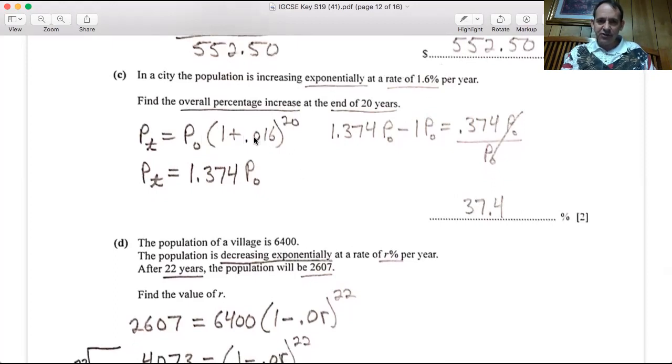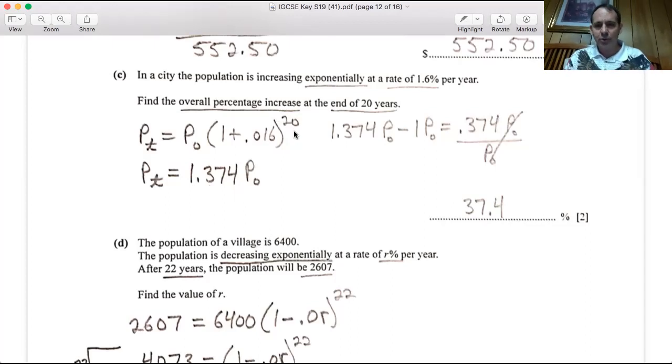So again, change your rate to a decimal, or if you're used to using the fraction over 100, you can do that, but I like 0.016. Plug this into your calculator, 1 plus 0.016 raised to the 20th power, and you get 1.374. Notice we have two unknowns, which might make you a little nervous, but we're not actually solving for either one of those. We're solving for a percent increase. So don't worry about it. You have your final population in terms of your original population, 1.374 times the original population.